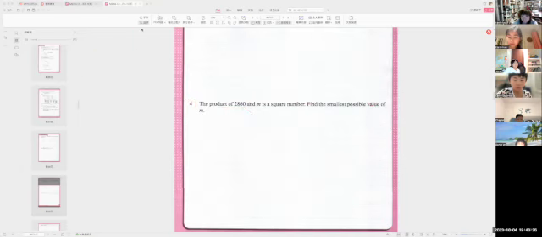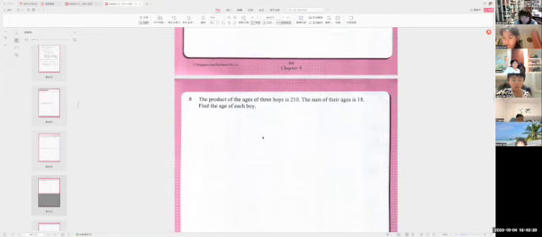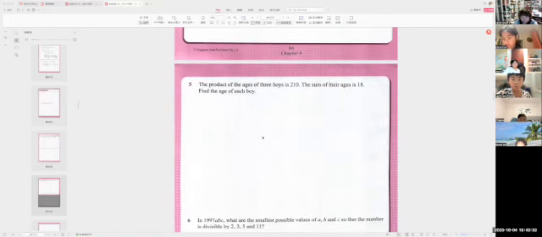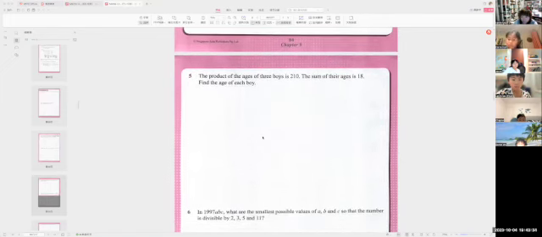Okay, now let's take a look at number 5. The product of the ages of 3 boys is 210. The sum of their ages is 18. Find the age of each boy. So I'm going to say there are 3 boys, A, B, and C. A times B times C equals 210, and A plus B plus C equals 18.